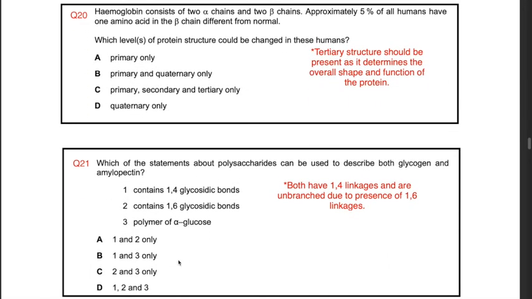Question 20. Hemoglobin consists of 2 alpha chains and 2 beta chains. Approximately 5% of all humans have one amino acid in the beta chain different from normal. Which levels of protein structure could be changed in these humans? In these answers, tertiary structure is a key point. It should be present in the answer because tertiary structure determines the overall shape and function of the protein. Hence, if one amino acid changes, then it will change the function and will lead to a change in the tertiary structure because tertiary structure is related to the function.